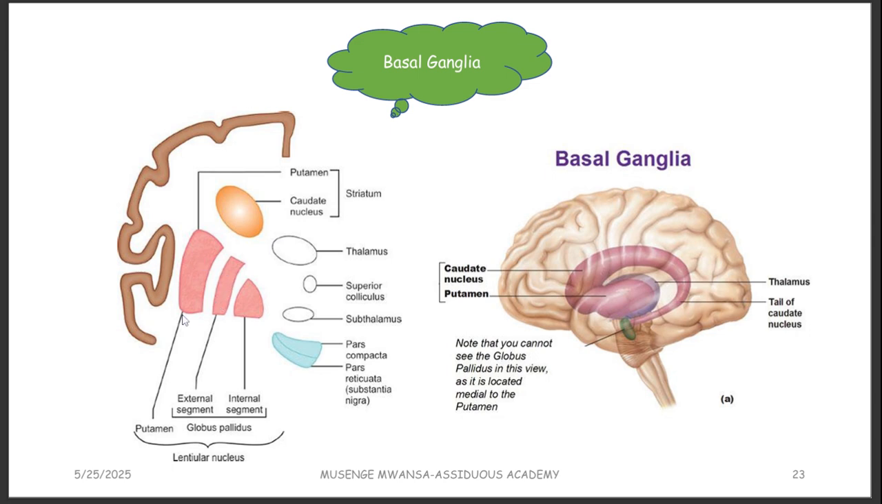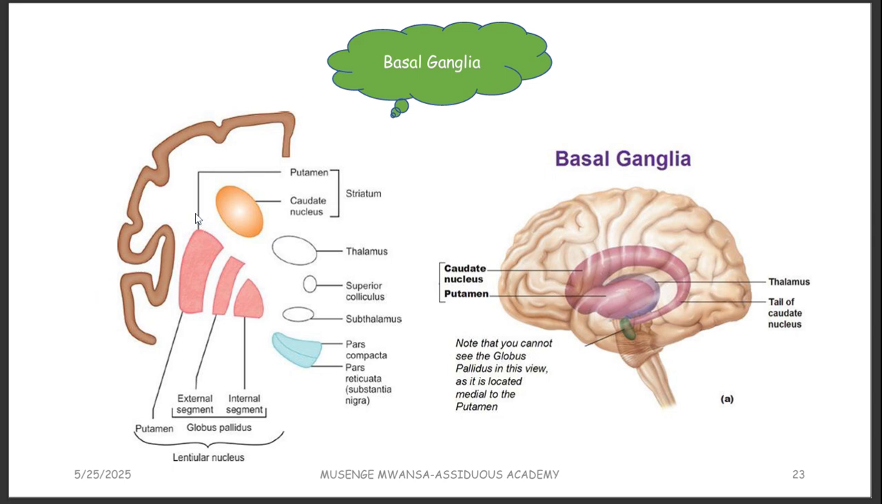If you combine the putamen, which is lateral, to the caudate, we form what we call the striatum. And then when you combine the putamen and the globus pallidus, you are going to form what we call the lenticular nucleus. For this part, they'll not ask you any question, but later on they'll ask you questions because you'd have learned the basal ganglia.